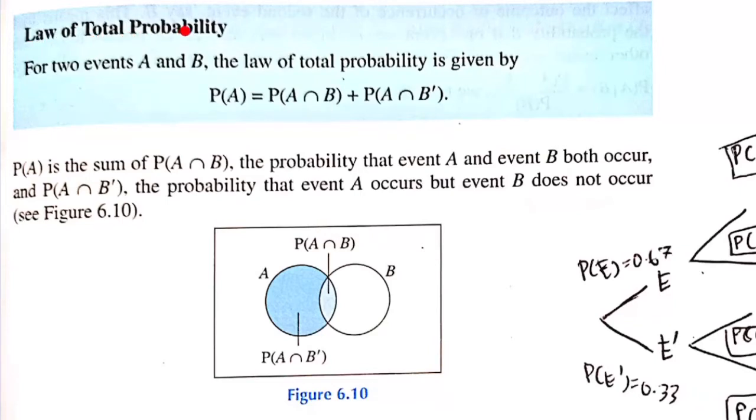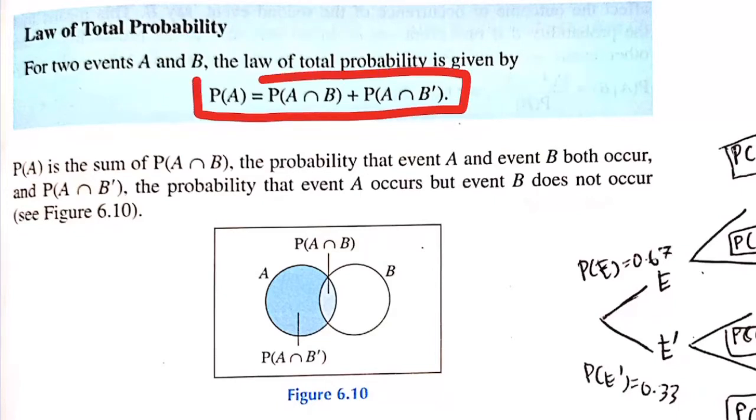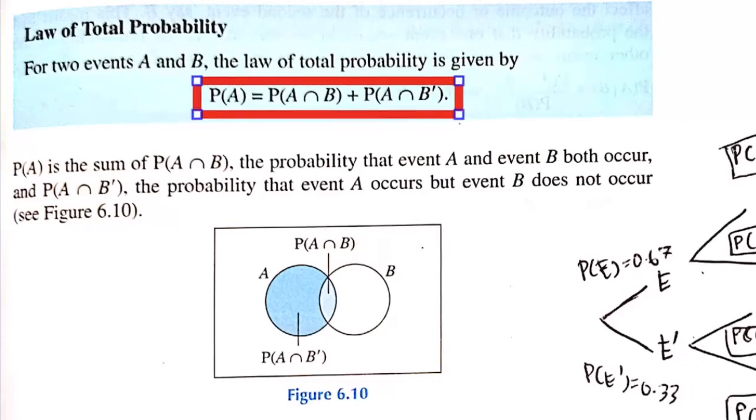Law of total probability. This is nothing new, but we just want to focus on it. The total here means we have a set of non-mutually exclusive sets A and B, but now we want to focus on finding only P(A), the probability of event A. So the formula is P(A intersect B).